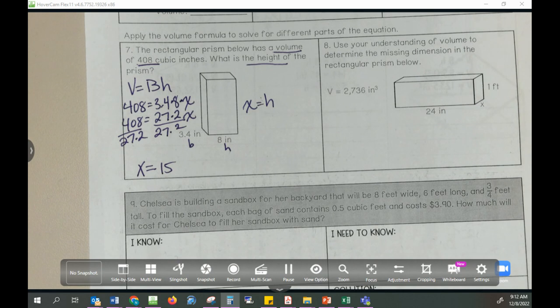I'm listening. With this one, would you divide by 0.5? Because each bag contains 0.5 cube. Okay. Yeah. I'm done with everything. Okay. Just wanted to let you know.